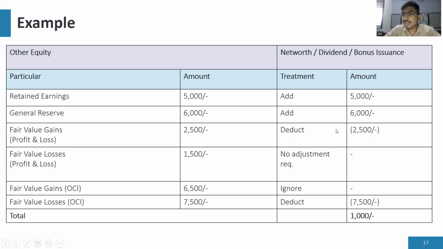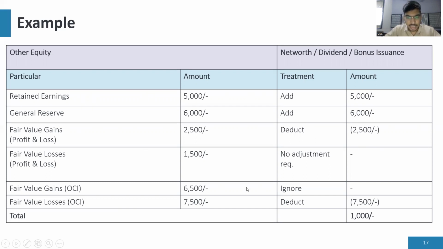I'm saying we do not want to consider fair valuation gains. But as I already said, these FVTPL gains have already formed part of your profit and loss account. Hence, these are already there in your general reserve. Hence, we will deduct them out because they're already part of it. We do not want to consider them, so we'll minus them out. Further, there are FVTPL losses. As discussed earlier, we want the losses to be considered. These are fair valuation losses that are treated through the profit and loss account. Hence, we would not adjust anything over here.